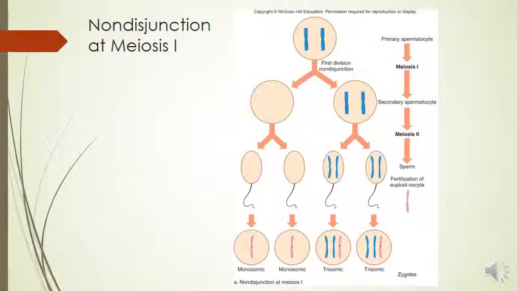This is a slide showing non-disjunction at meiotic division number 1. If you look down here at the gametes, these gametes can result in zygotes that would be trisomic or monosomic.